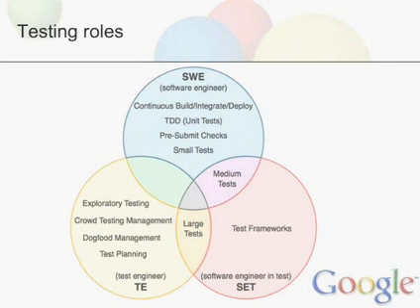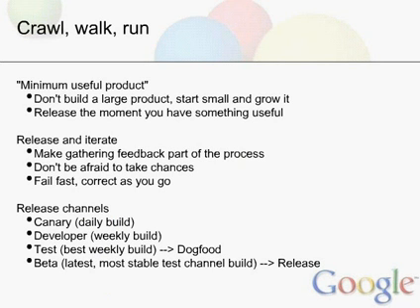So here's how the roles overlap. We have these concepts of small, medium, and large tests, which I'll explain in a few minutes. But all of these roles overlap a great deal. Now, one of the most important parts of our strategy for releasing high-quality software is this crawl, walk, run strategy that we talk about. The idea of building a product, getting it out, getting feedback, and then iterating quickly. Google is very good at doing this. We call this the minimum viable product or the minimum useful product.